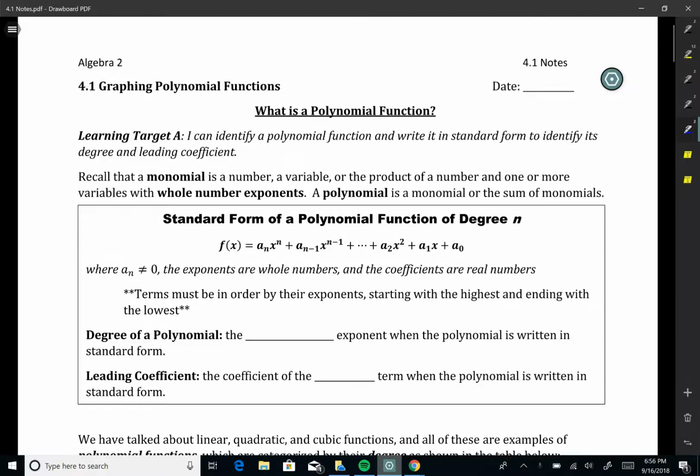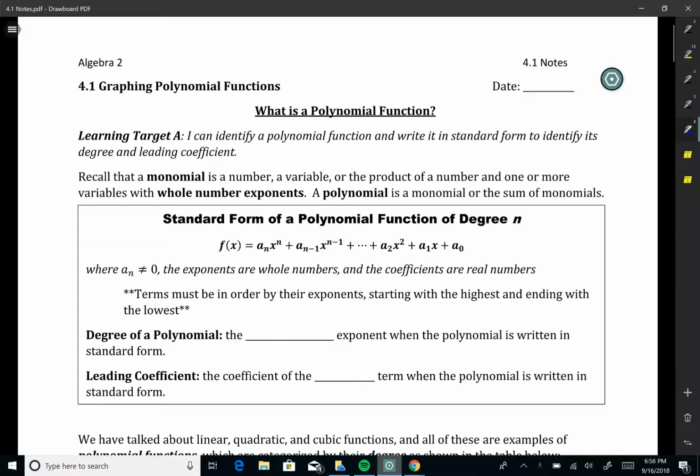Hey guys, and welcome to section 4.1 called Graphing Polynomial Functions. Now we're going to spend a couple days on this section, so in this video tonight we're just going to get introduced to what a polynomial function is and evaluating polynomial functions.